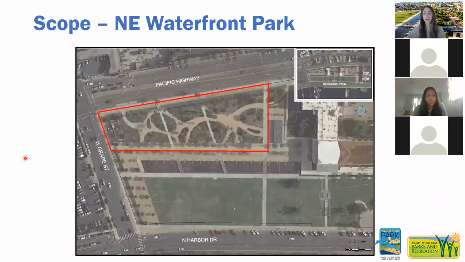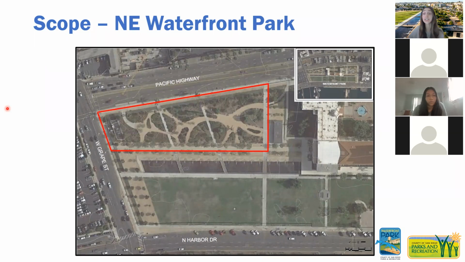Okay, so let's get started with the scope of the effort. The Board of Supervisors directed the Department of Parks and Recreation to assess active recreation opportunities in the northeast corner of Waterfront Park, shown here in red, and also to look at surrounding downtown areas. The main goal was to engage the community, you guys, and host a series of public meetings to discuss the potential need for any active recreation in downtown San Diego.